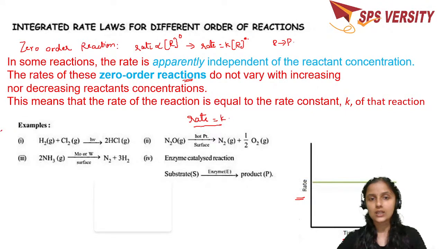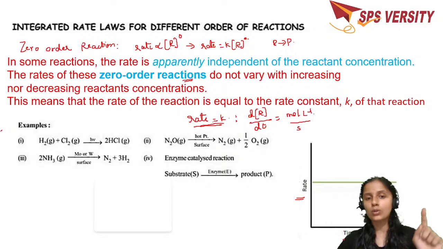So both the rate and the rate constant are going to have the same units. How do you define rate? Change in the concentration, that's dR divided by dt. So what's the unit for the concentration of the reactant? It's mole per liter, divided by the time, that's second. So it's mole per liter per second, both for the rate as well as for the rate constant.